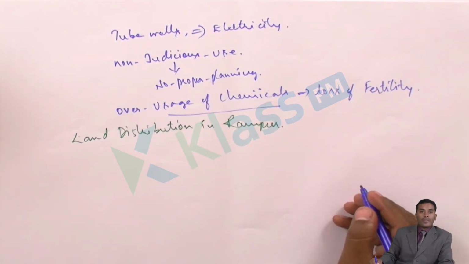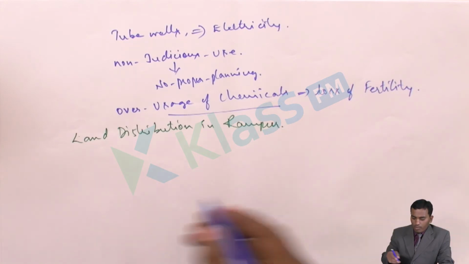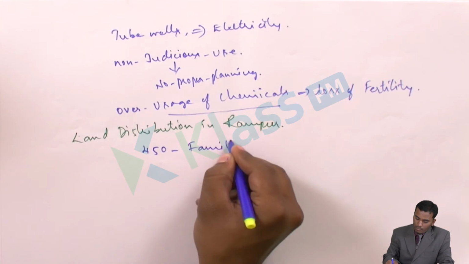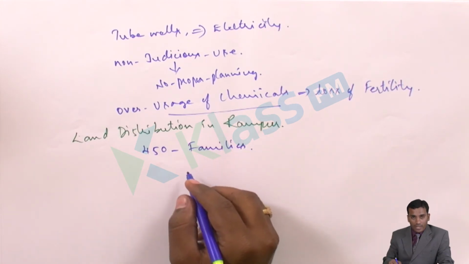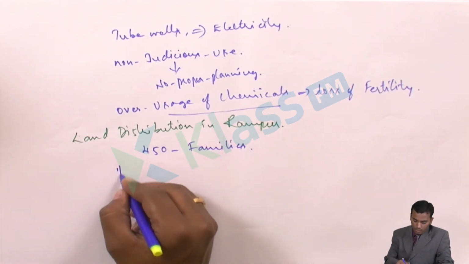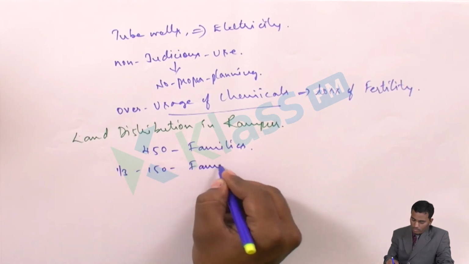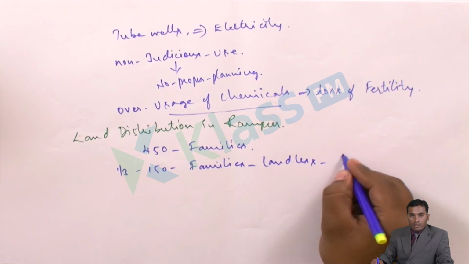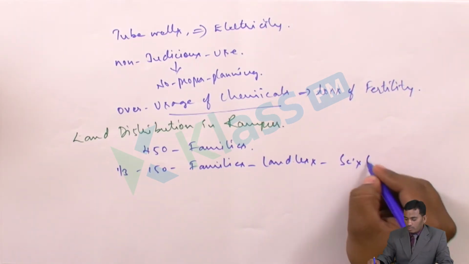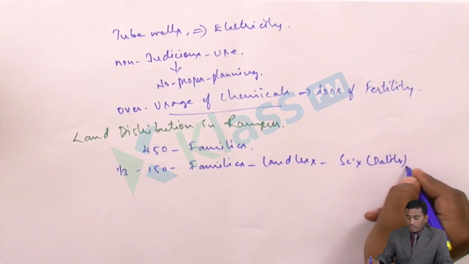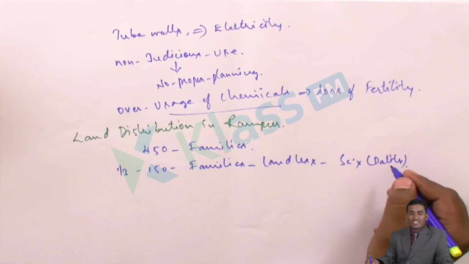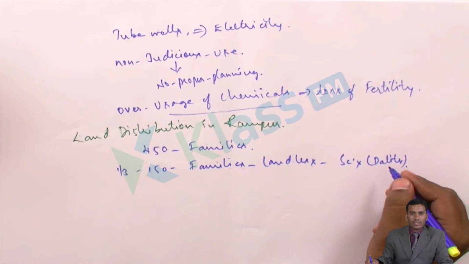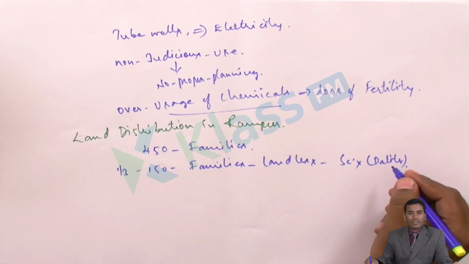Here we have already discussed that in Rampur we have 450 families in total. Out of this, one third, that is 150 families, are landless. They are SCs, or we call them Dalits. Generally they are called that. Actually this discrimination should not be there, but it is said, and they are called by different names in different regions also.